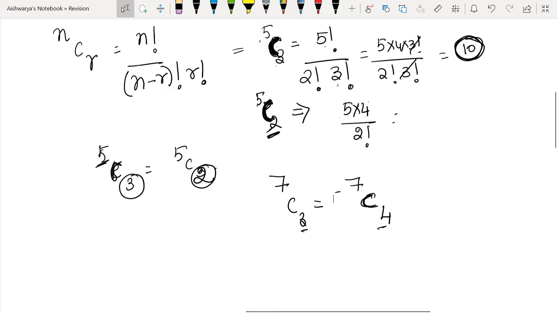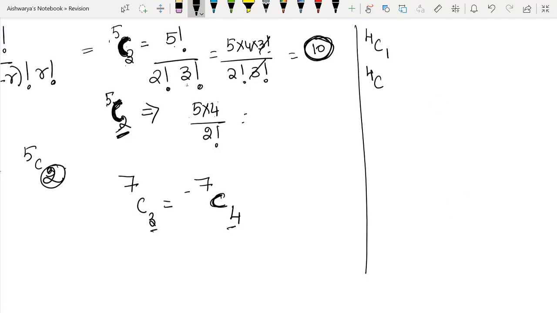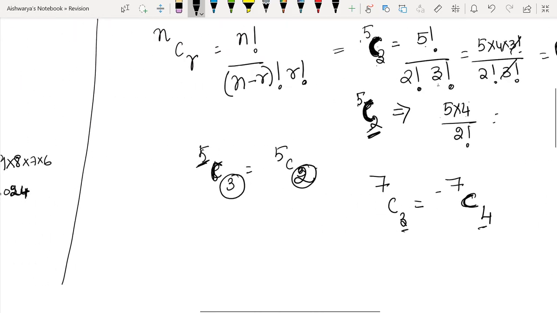So that's why I keep telling students to write in the last page of your notebook something like this. Okay, what do you write? 4C1, 4C2, 4C3, 4C4. Okay, now I'll tell you how to fill this up easily. First let's understand 4C1 and 4C4. So how do we do that?